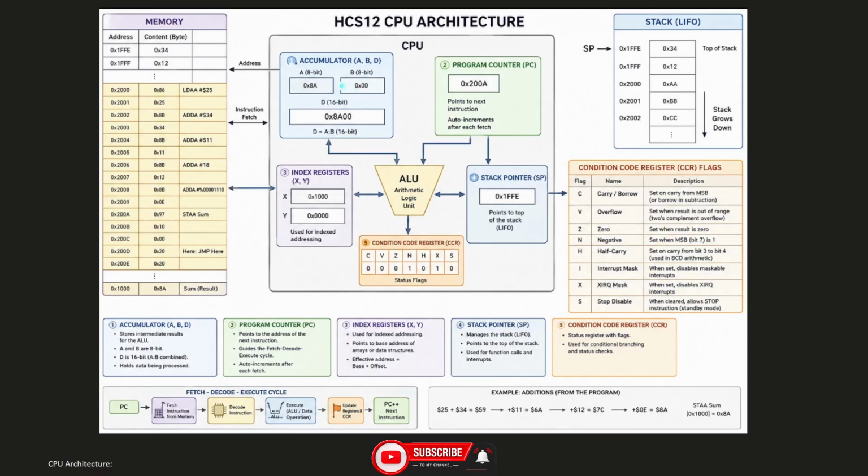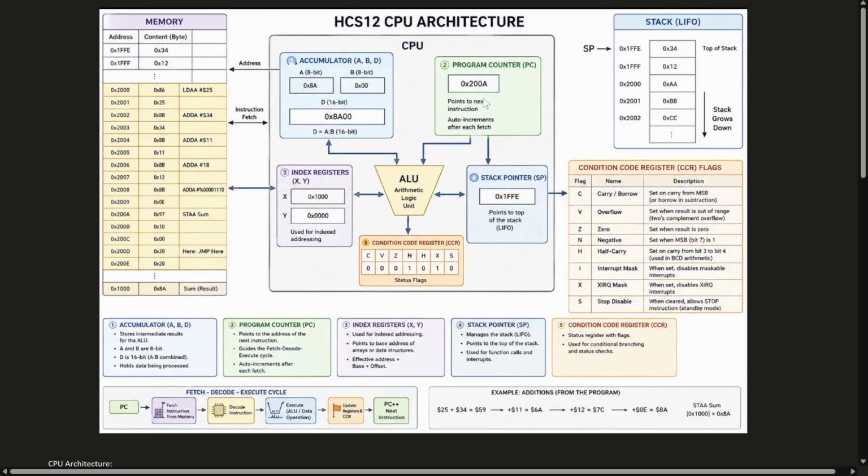So first we have the accumulator. This is the ALU's primary workspace. When the CPU needs to add two numbers, it puts one in the accumulator, adds the other, and the result stays in the accumulator. As we can see, the HCS12 has two 8-bit accumulators, accumulator A and accumulator B. They can also be combined into a 16-bit accumulator called D, where A becomes the high byte and B becomes the low byte.